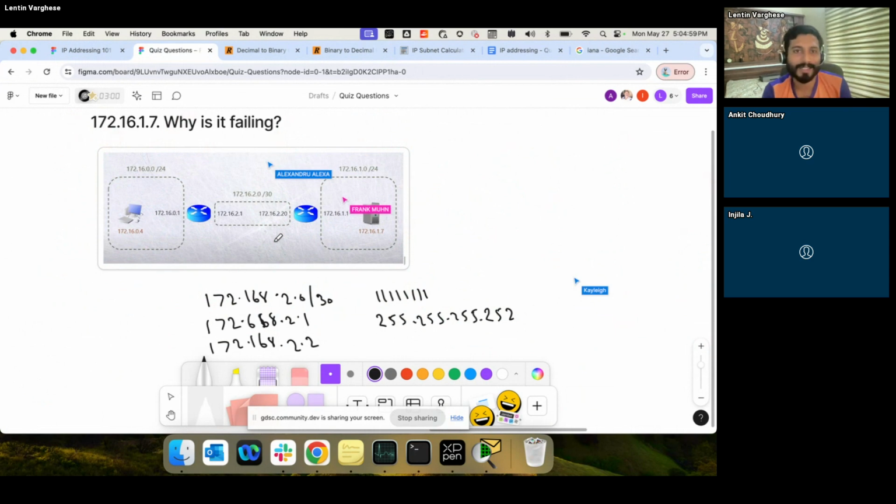So it's a subnetting error, right? You have /30, which makes just 2 IPs available. Now let me ask you this: how can I make it work? What can I do?